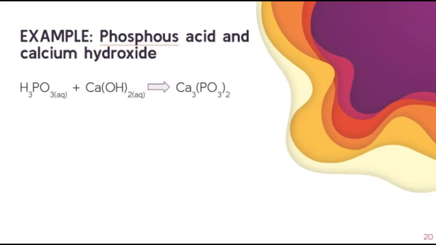And so that's how we would write that, of course, using our parentheses to show that this 2 applies to the PO3 and not just the P or not just the O, right? So now that's our Ca3(PO3)2, okay?